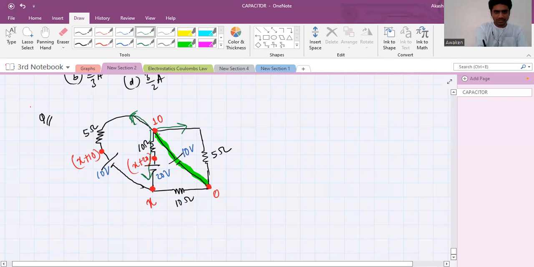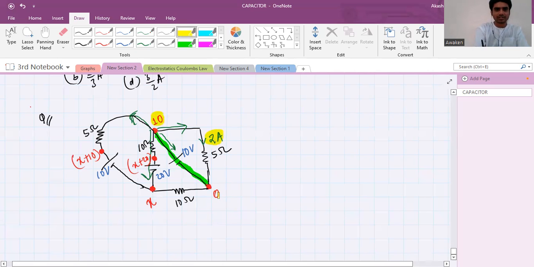Okay, the problem is that the current in this branch will be difficult to tell. For the time being, one thing that can be done is we can tell that the current in this branch is at least 2 amperes, right?